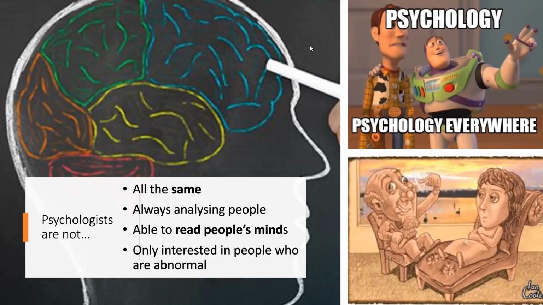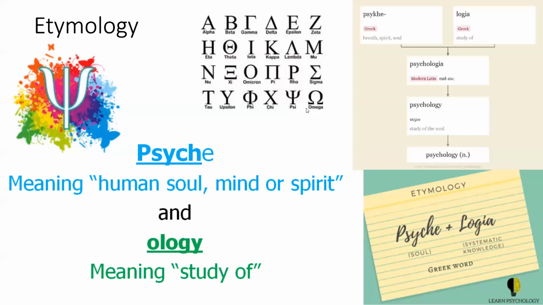So let's now move on to what psychology is. If we look at the etymology of the word, it's actually broken down into two words that come from the Greek. We've got psyche, which is basically the human soul, the mind or the spirit, and we've got ology. Ology means the study of. For example, in biology, you've got bio, which is life, and ology, which is the study. So biology is the study of life. Well, in psychology, we're going to be looking at the study of the mind.